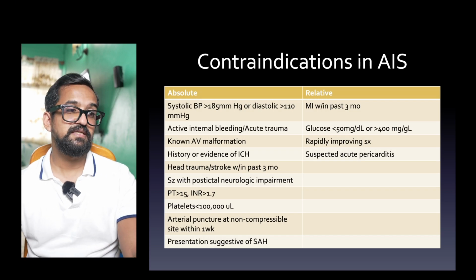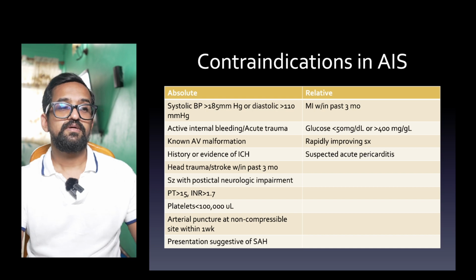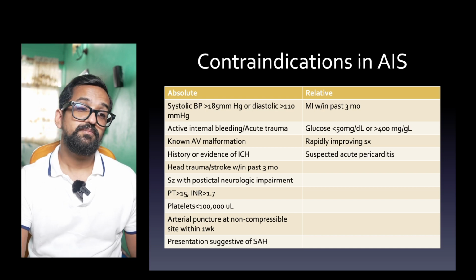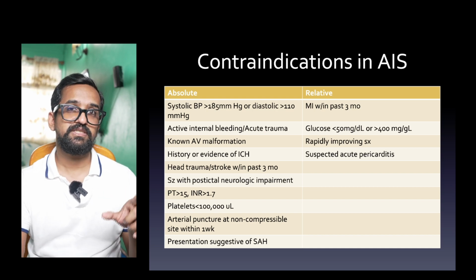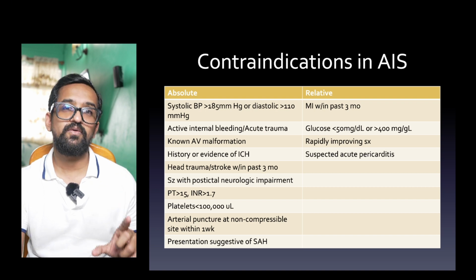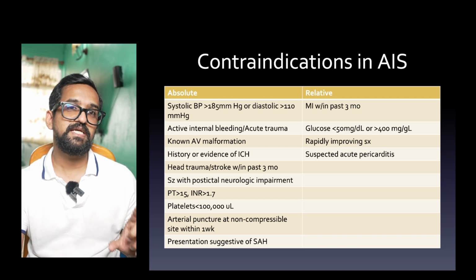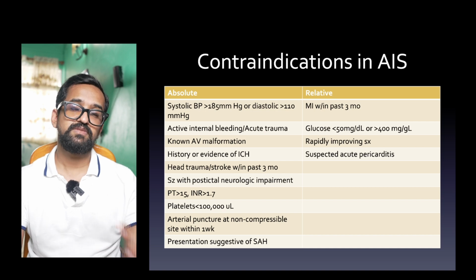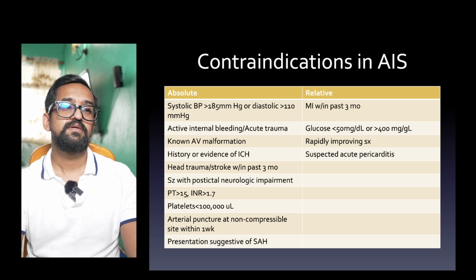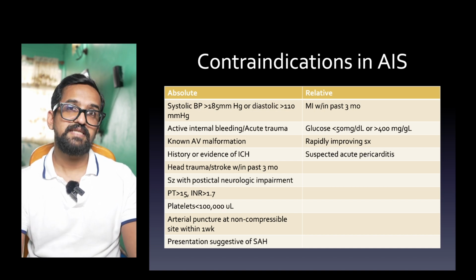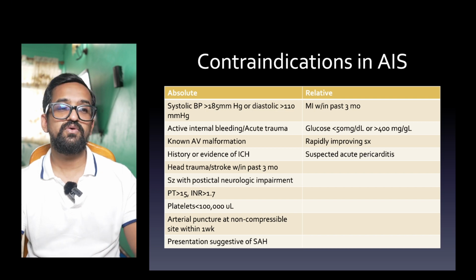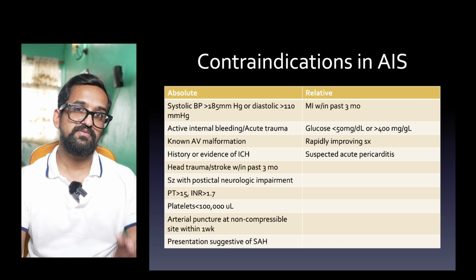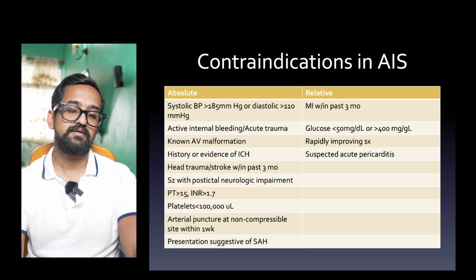Contraindications are obviously these ones. Now, even though I've kept this as an absolute, this is refractory hypertension, meaning the pressures are not going down even after all the medications you have given to decrease the pressure. This is when you are probably thinking about this as an absolute contraindication. However, it's now considered a relative one rather than an absolute one.